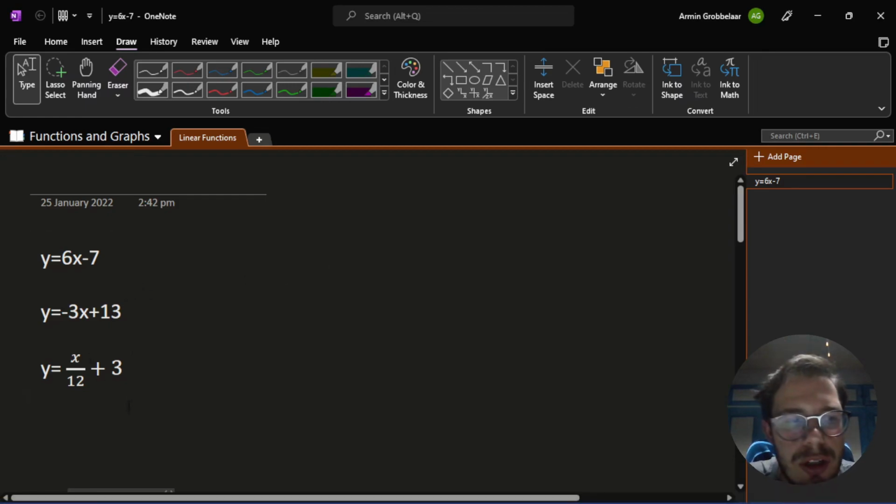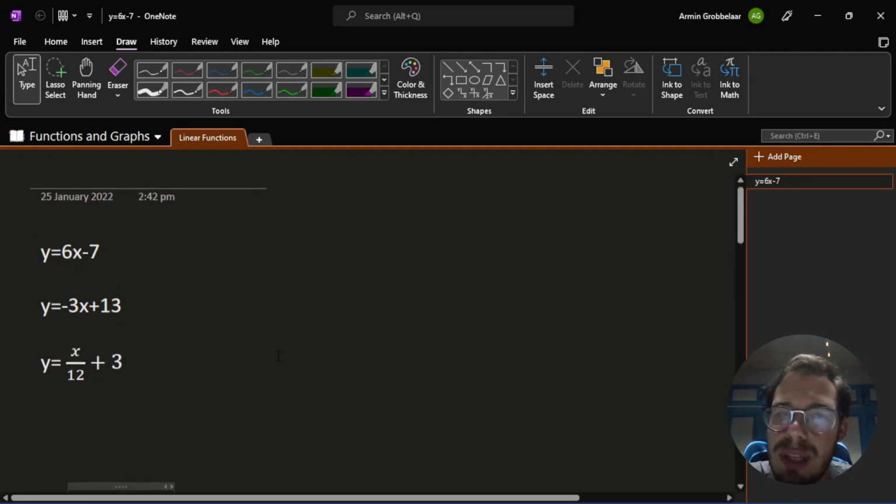So today I'm going to show you how to graph these three functions using the rise over the run method. I've put some timestamps below if you only want to see how I sketch one of these. So let's begin.